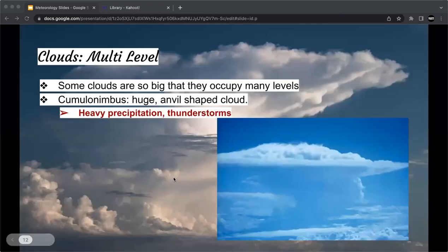We also have these multi-level clouds. These clouds occupy many levels of the atmosphere, so they can be in the low level, the mid-level, and the high level. The ones you see in these pictures are called cumulonimbus clouds. These are very massive clouds, and you can see they have an anvil shape. These clouds have heavy precipitation and often signify thunderstorms.